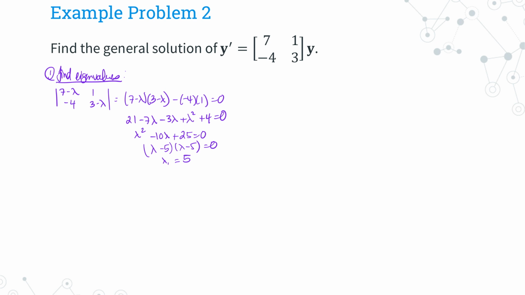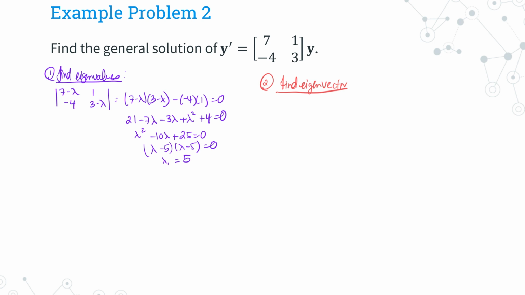So now let's find our eigenvector. And we only have one this time because we only have one distinct root. So we only have one eigenvector to find. And then remember, we'll use the same theorem as the last problem to find y2.